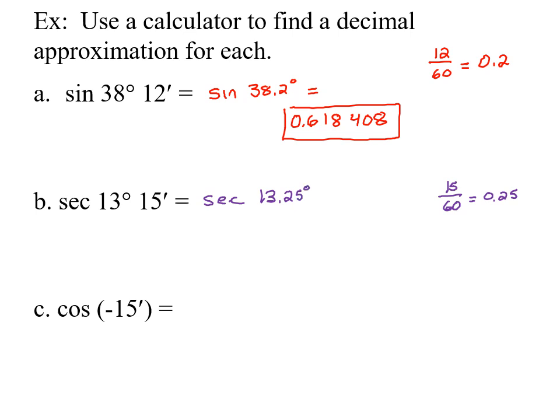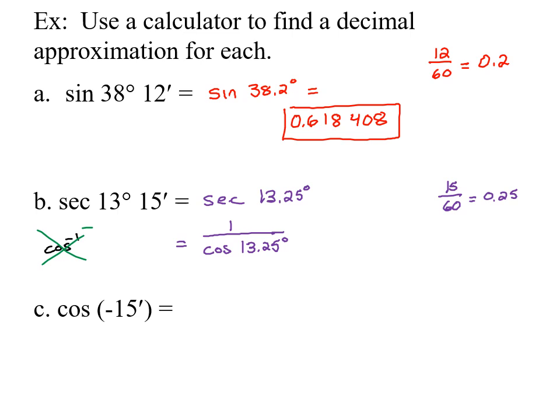Remember, secant is the reciprocal of cosine. So I could actually type in 1 over cosine 13.25. There is a button on the calculator that looks like cosine with a little -1 beside it. Do not use that here. Cosine with the little -1 is not the same thing as secant, so be careful on that. You'll want to literally type 1 divided by cosine of 13.25.